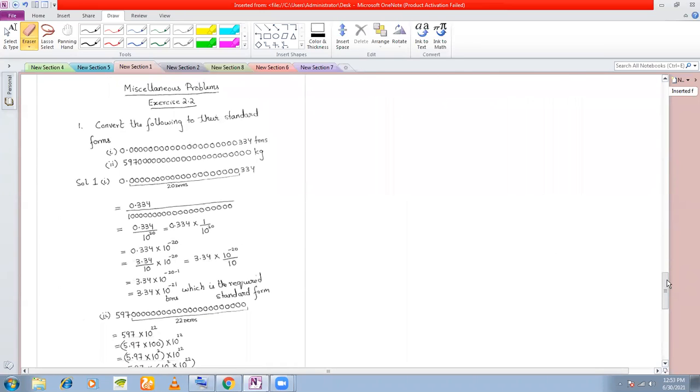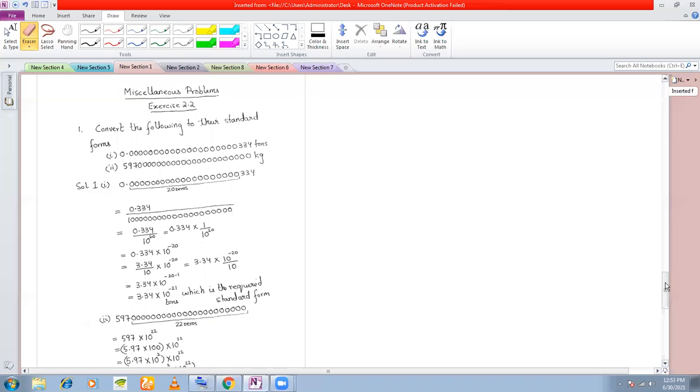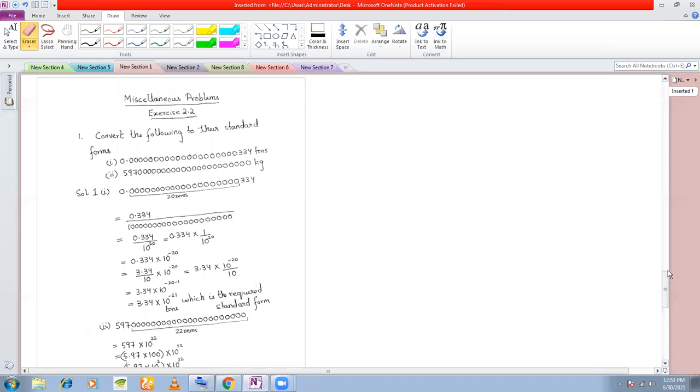Let us move on to some miscellaneous problems here. Other problems. The question type that you normally get: only 1 or 2 mark question you will get from here. And mainly the application will be in your physics. When you will be dealing with very big numbers and very small numbers, you'll be applying this technique in physics. Question is, convert the following to their standard forms.